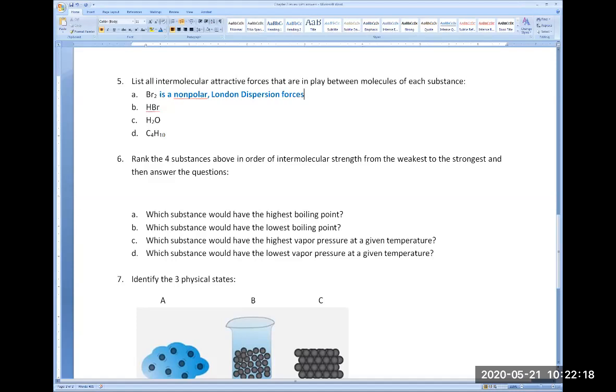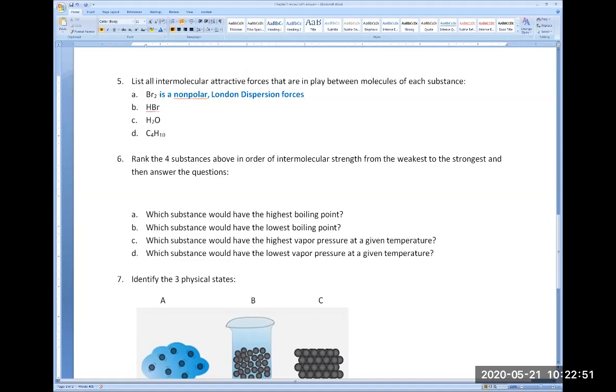And because they keep moving around, it only is true for an instant, and then in the next instant they will move to another area, or be well spread, so you may not have a partial negative charge and partial positive charge. So London dispersion forces are really instantaneous forces, so they keep changing. But because all molecules have an electron cloud, they all experience London dispersion forces.